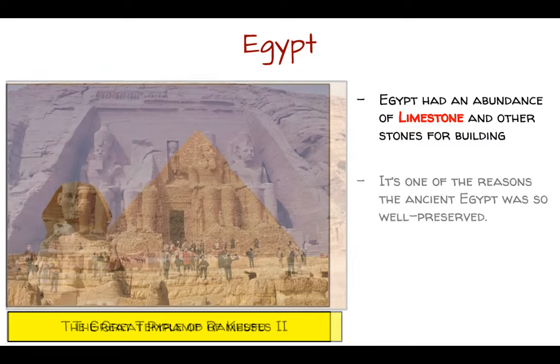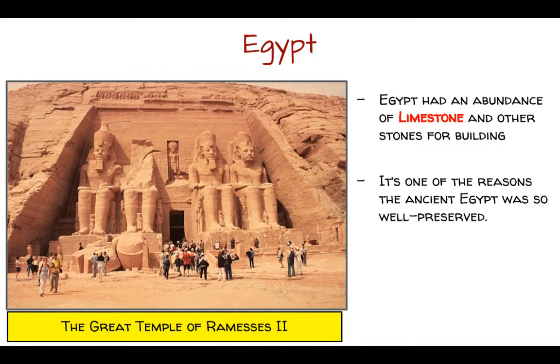And it's one of the reasons why ancient Egypt is so well preserved and today such a hot topic of study for many historians. There are so many ruins and famous artifacts and buildings and temples that are still standing in ancient Egypt because they were built from resilient products like limestone.